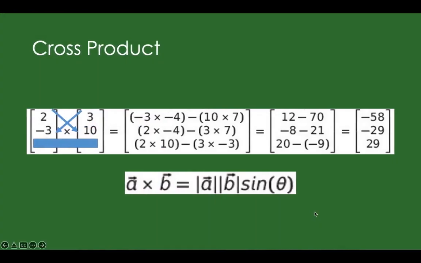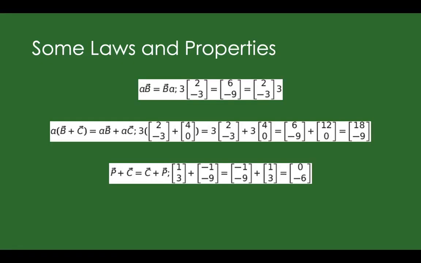Just like dot product has a cosine with it, cross product has a sine with it, and it's still the same magnitudes. So we're going to finish off with some properties. First one being this commutative property between a scalar and a vector. All this says is if you have a scalar like 3 in this example, it really doesn't matter where you put it. You can put it before or after the vector, and it's still going to equal the same thing. And it's the same as scaling up each element by 3, so you'll get 6, -9 for this answer.